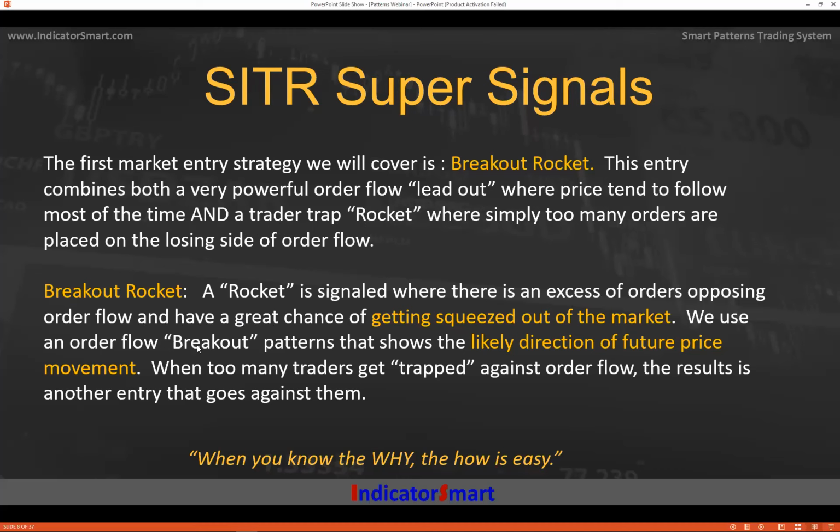We use an order flow breakout pattern that shows the likely direction of future price movement. So when you put those two together, you get new money, weak money trapped on the wrong side of order flow, and a breakout. We can get in front of that a lot, and the market moves in our favor substantially.